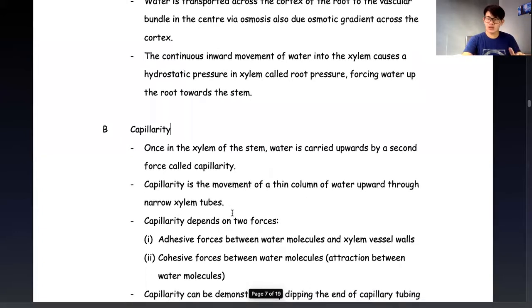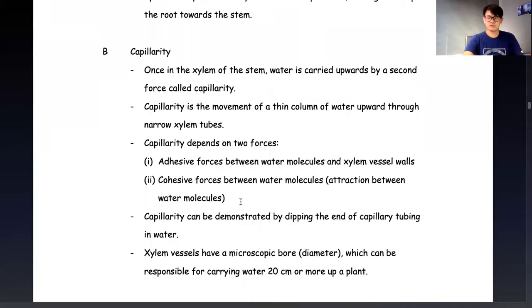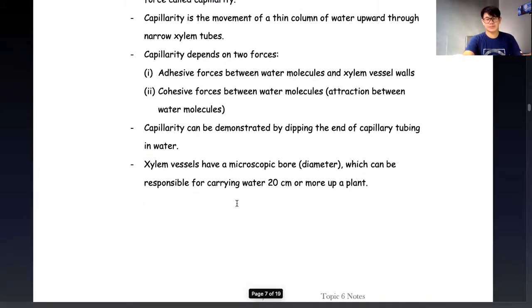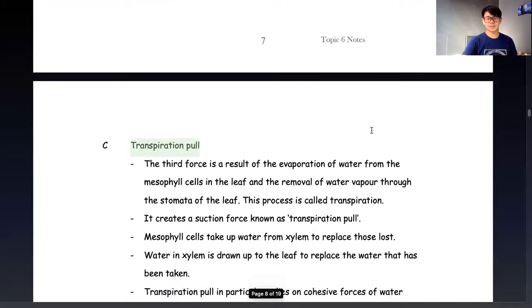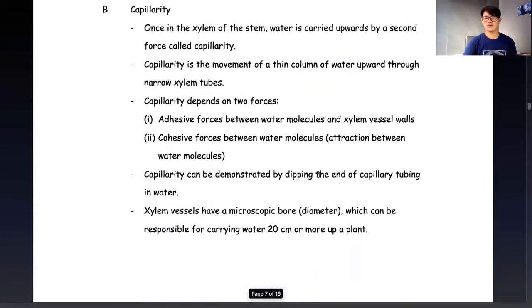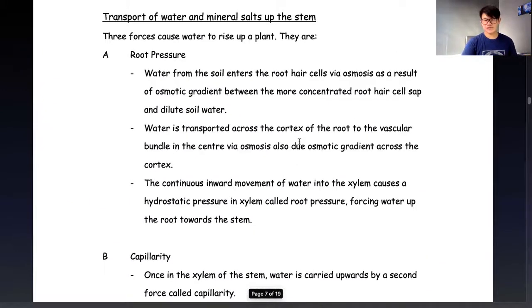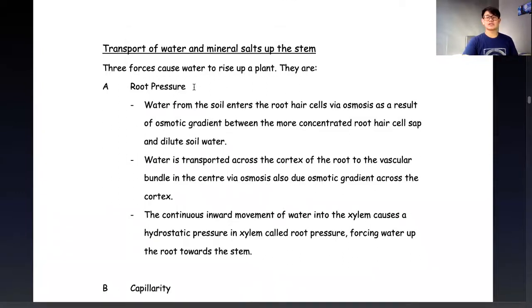Okay, so I will explain later what each of those words means. And lastly is about transpiration pull. So there are three main forces which actually drive the movement of water molecules up through the stem. And we're going to try to understand each of the three. So first is about root pressure.